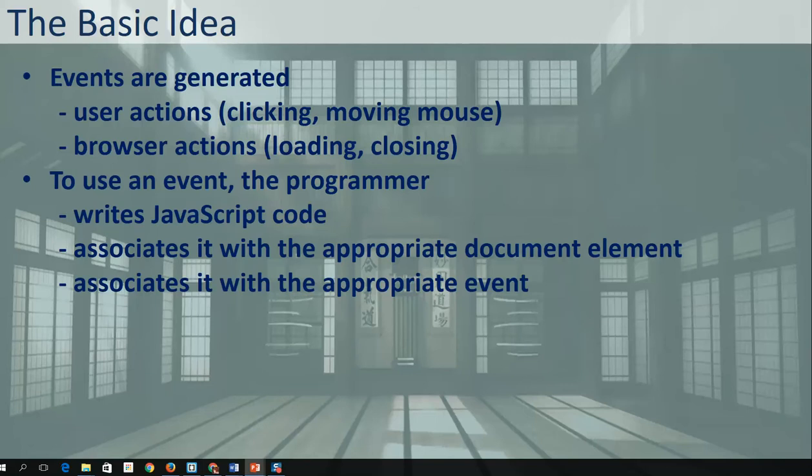In order to capture and use these events, you need to be able to write JavaScript code that handles them. We know how to write code that does things; that's the easy part. Now we need to learn how to associate our code with a given document element. We know what document elements are and how to retrieve them. Now we need to associate the two pieces together, and also associate a document element with the appropriate event that's occurring.